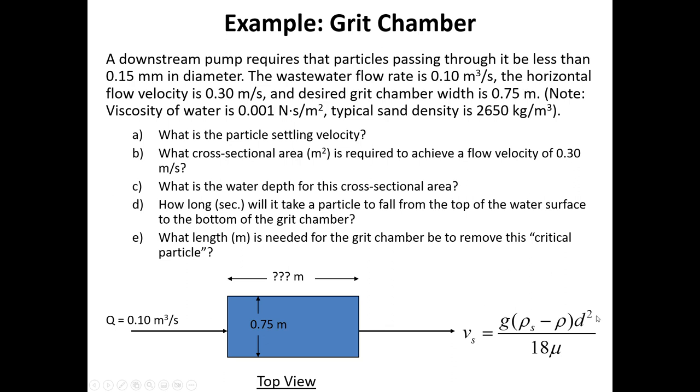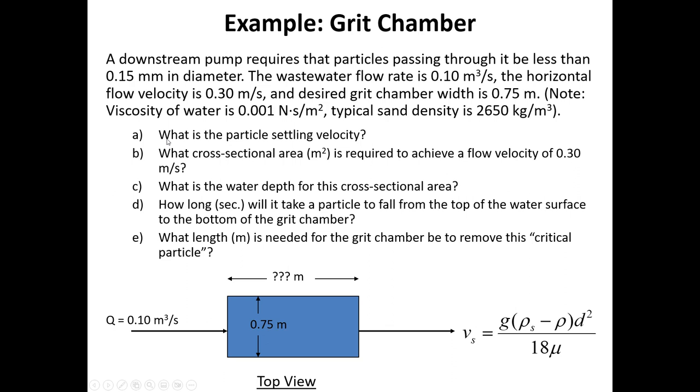For Stokes' law, what we're going to use for D is this 0.15 millimeters, which needs to be converted to meters, by the way. To step us through the process of figuring out the required length of the grit chamber, let's first calculate the settling velocity for the density that's described. We know the density of water is 1,000 kilograms per cubic meter, and the viscosity of the water is 0.001 newton seconds per meter squared. So calculate the settling velocity.